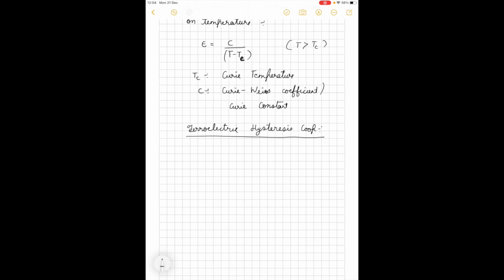Okay, so it tells us how the dielectric constant epsilon r, or let's say P, or you can say the D, depends on the strength of the electric field.